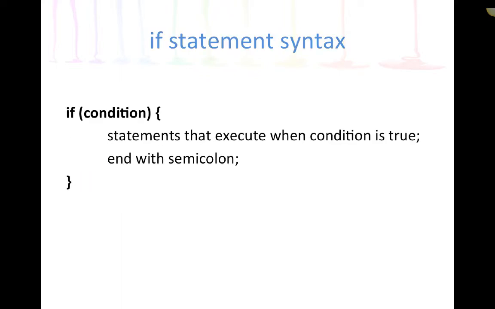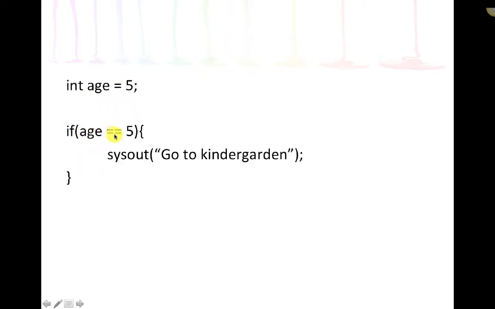Sometimes you just need a simple if statement. In this case, it's just going to check to see if the condition is true, and if it is, then it will execute. There's no else on this statement, so nothing else will happen. If age equals 5, we'll sys out go to kindergarten. Otherwise, we're just going to continue on with our program. If age was equal to 6 in this situation, this would not print, and it would just continue on with the program.